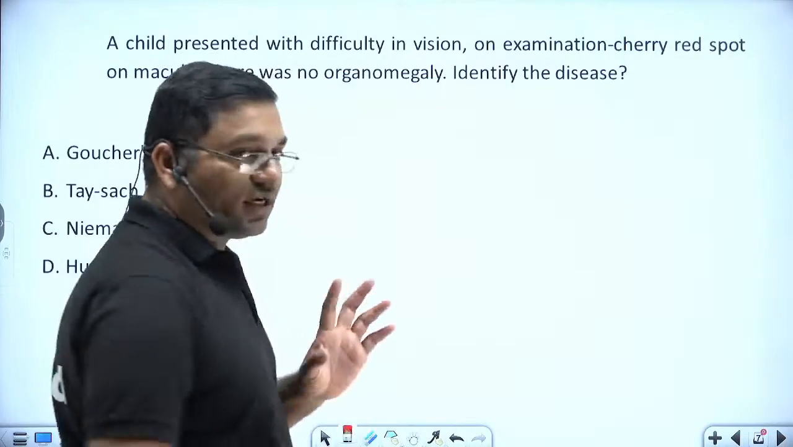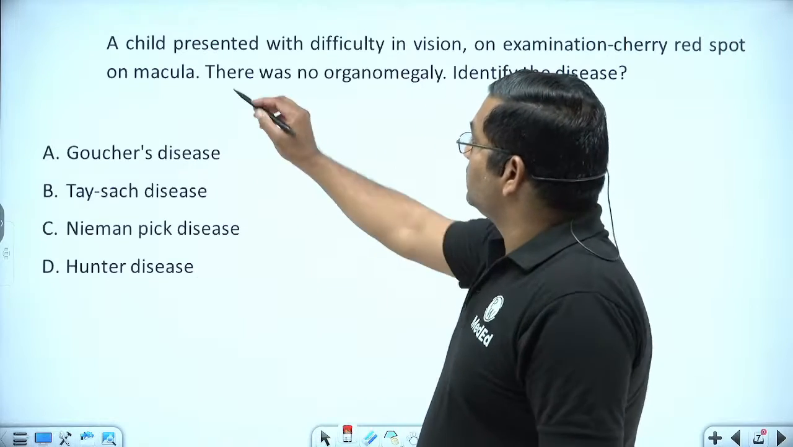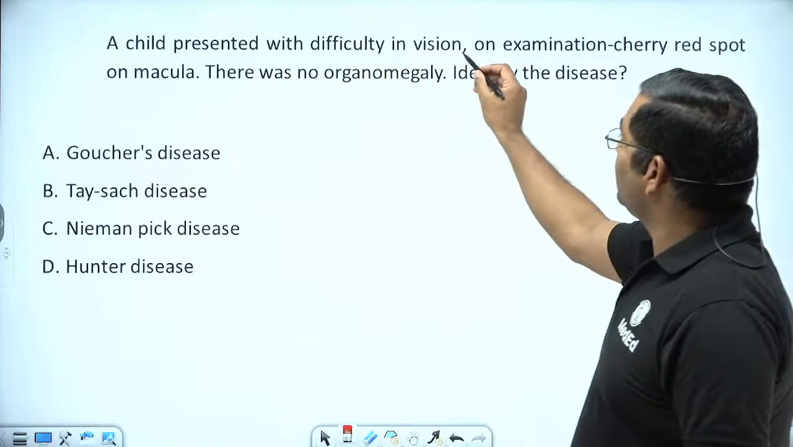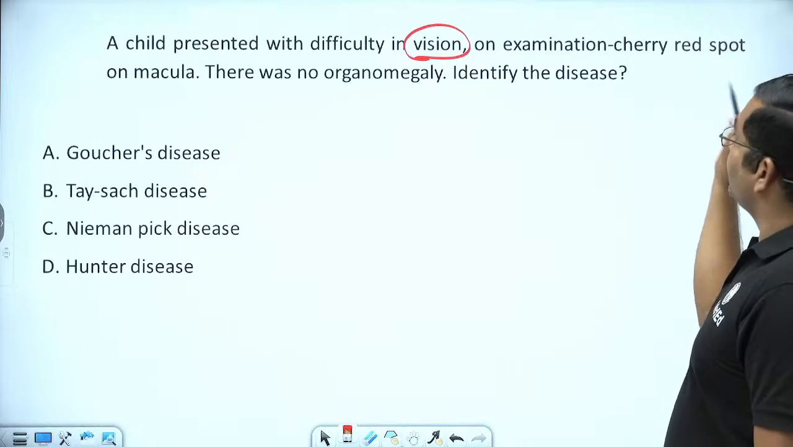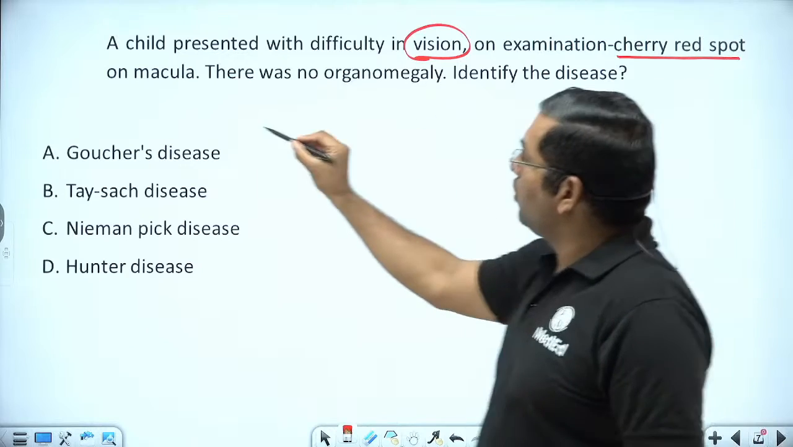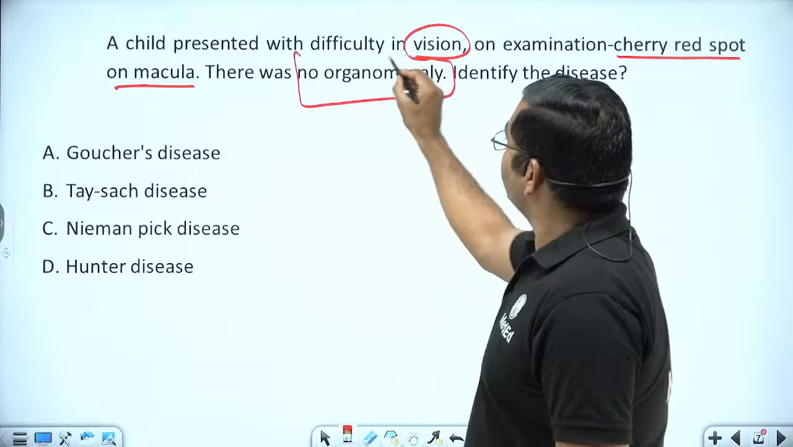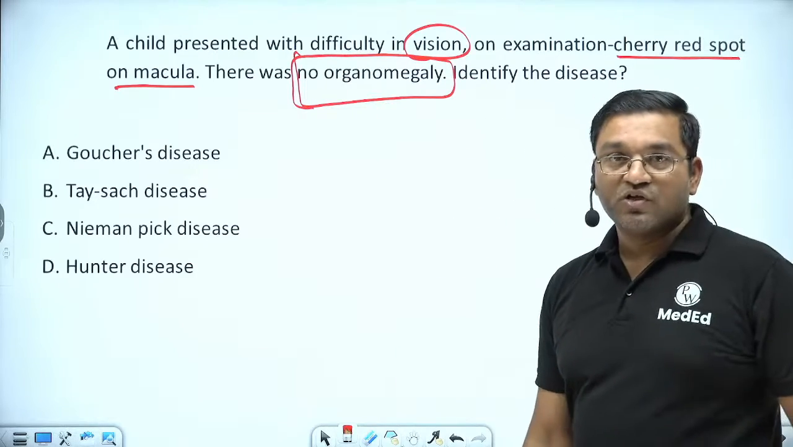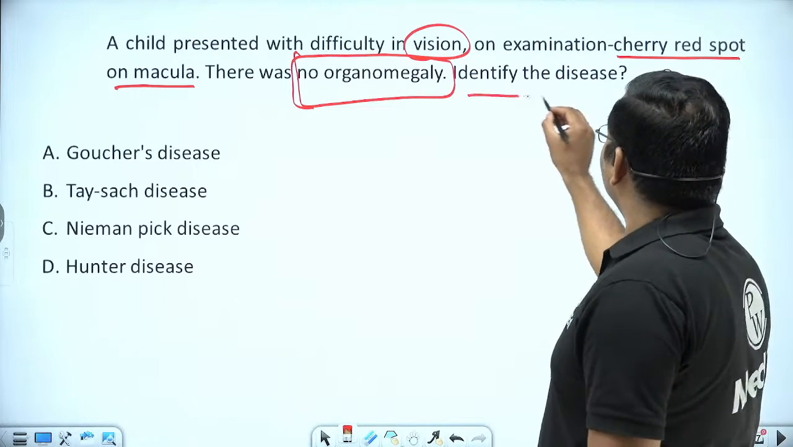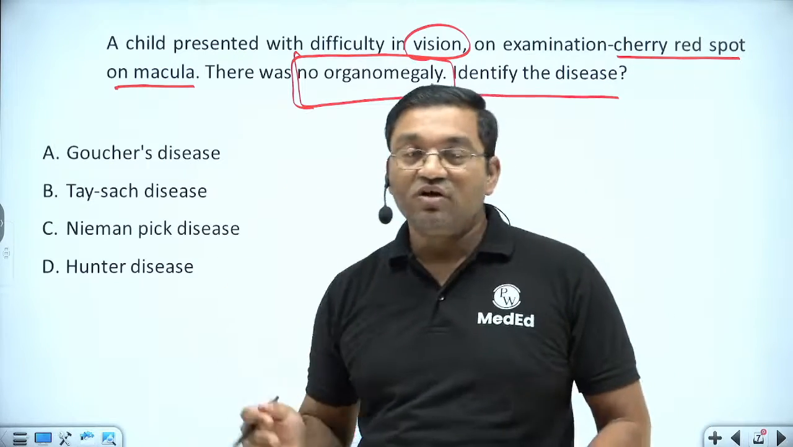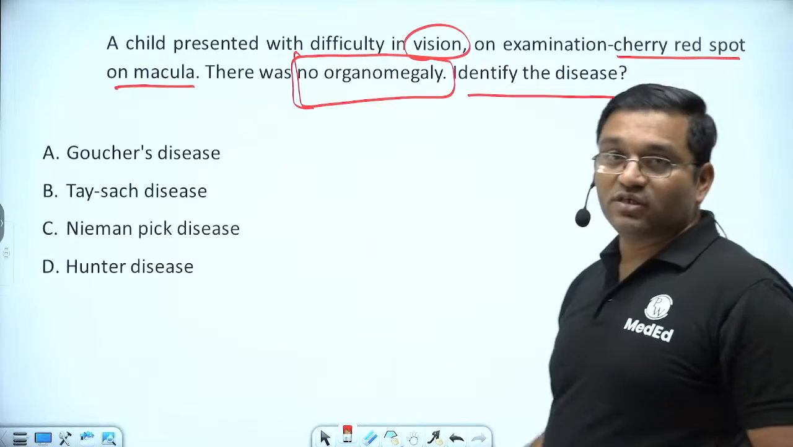Now we will discuss the second important lysosomal storage disorder. See, a child presented with difficulty in vision. On examination, cherry red spot on the macula. There was no organomegaly, this is a characteristic feature. Organs are not involved. Identify this disease.